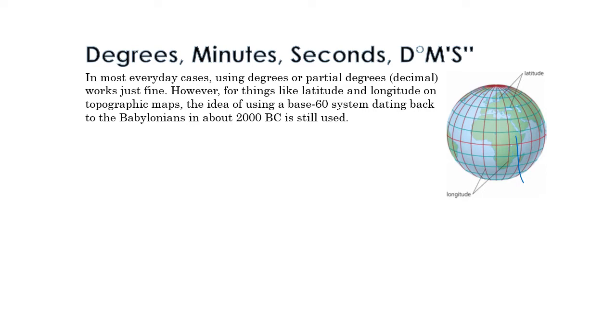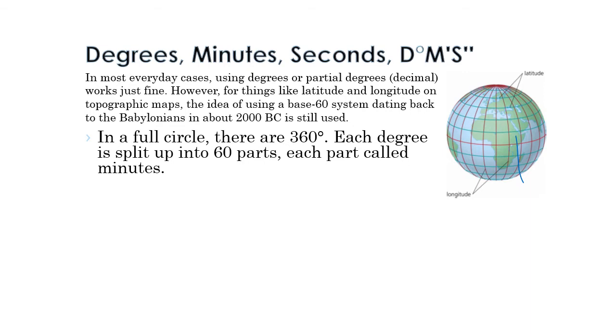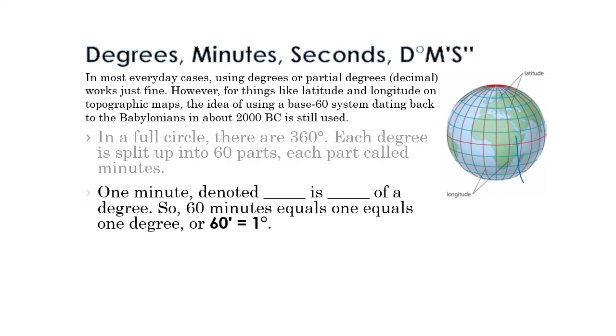However, for things like latitude and longitude on topographic maps, the idea of using a base 60 system dating back to the Babylonians in about 2000 BC is still used. In a full circle, there are 360 degrees. Each degree is split up into 60 parts. Each part is called a minute. So 1 minute is 1/60th of a degree. So 60 minutes equals 1 degree.